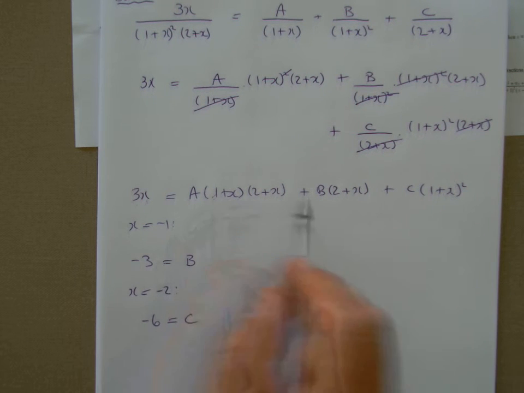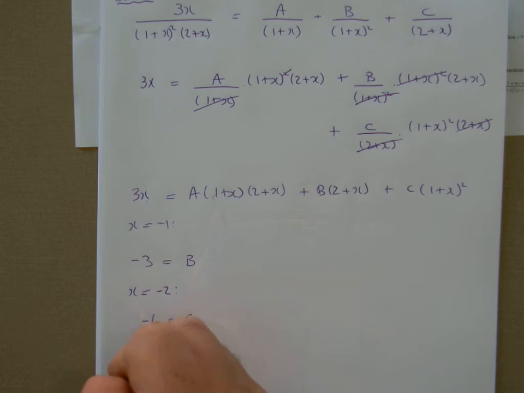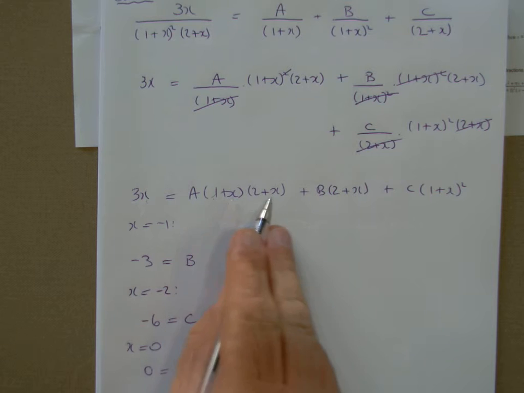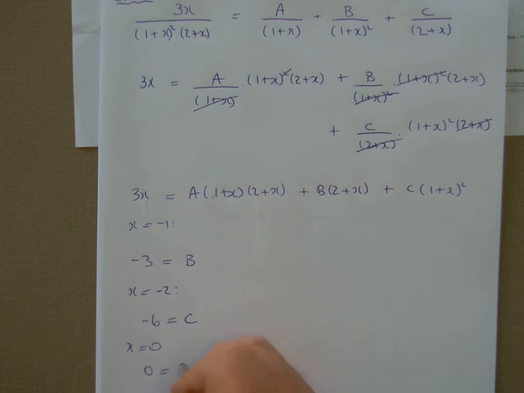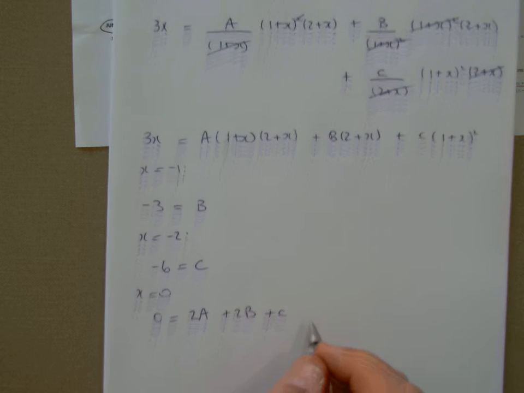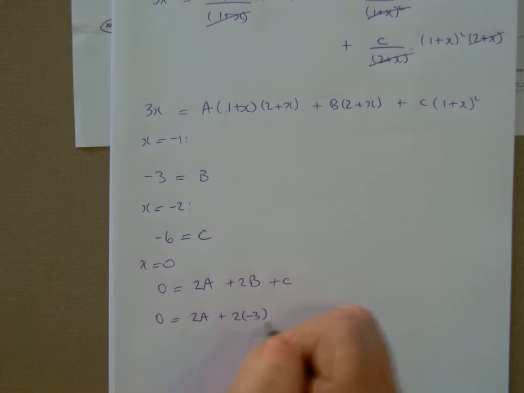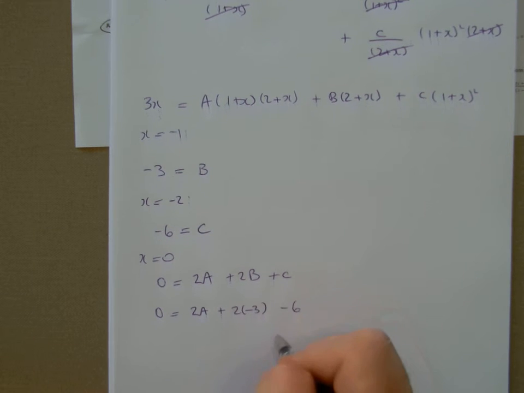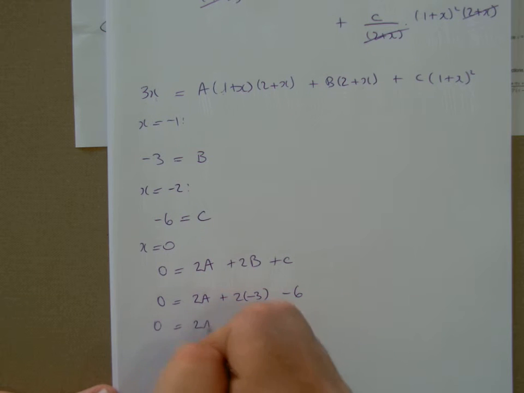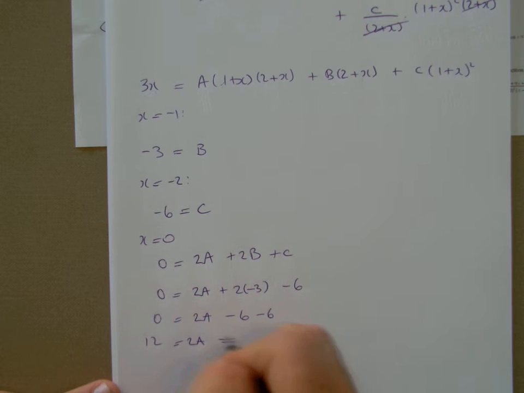And then, of course, there's no other value you can set to get rid of it, but if we set x to equal 0, 3 times 0 is 0. 0 there and 0 there, so that'll be 1 times 2, so it'll be 2A. 0 there, so it'll be 2B. 0 there, that'll be just C. So putting in what we know already, 0 equals 2A plus 2B, which is minus 3, of course, that's what B is, and C was minus 6. So 0 equals 2A, that's minus 6 minus 6, so 12 will equal 2A, which implies then that A will be 12 divided by 2, which is equal to 6.